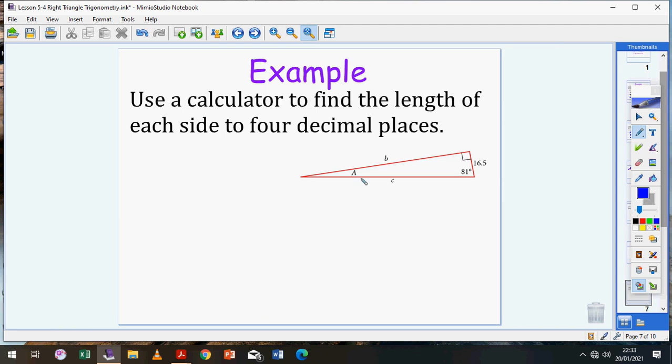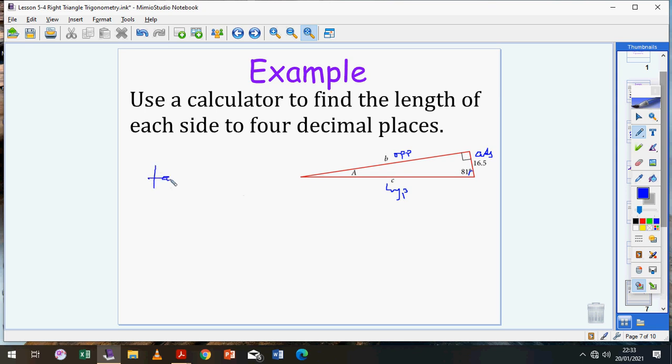Use a calculator to find the length of each side to 4 decimal places. I have an angle of 81 degrees, an adjacent of 16.5. This is the adjacent. This is the opposite. This is the hypotenuse. So B and C, or the opposite and hypotenuse, are unknown. So I can use tan to find the opposite.